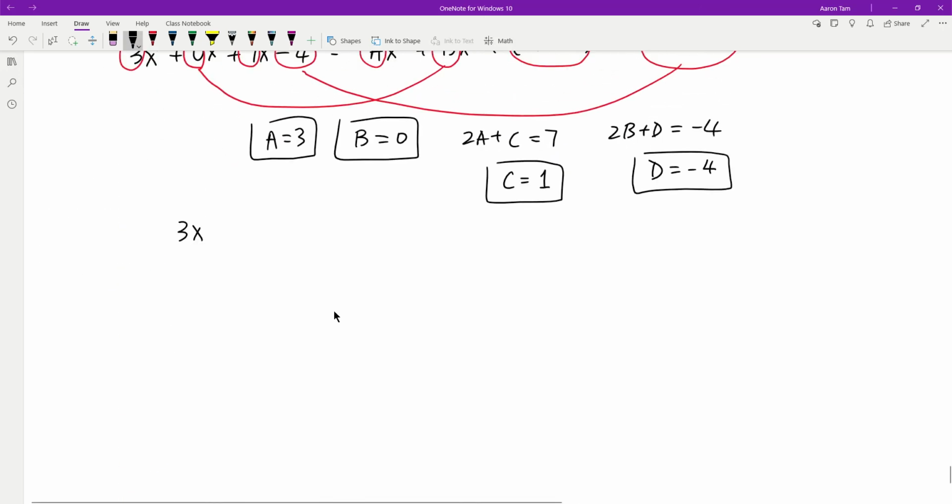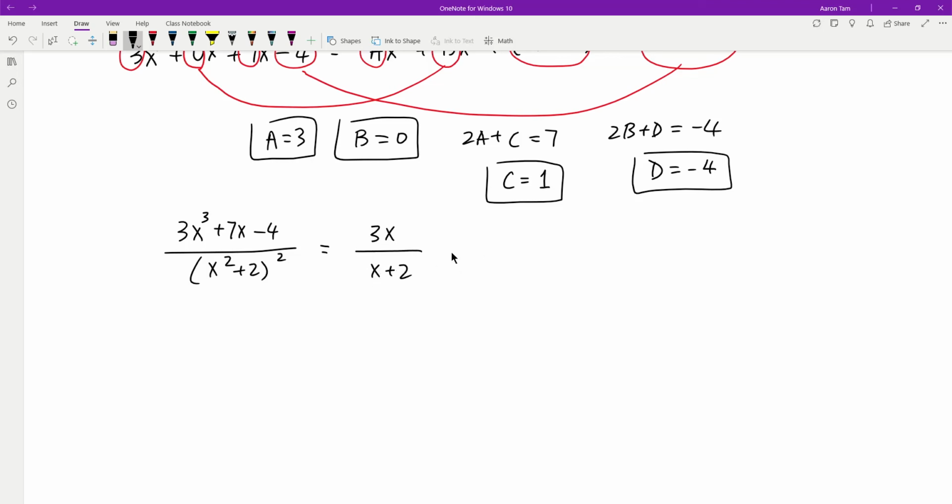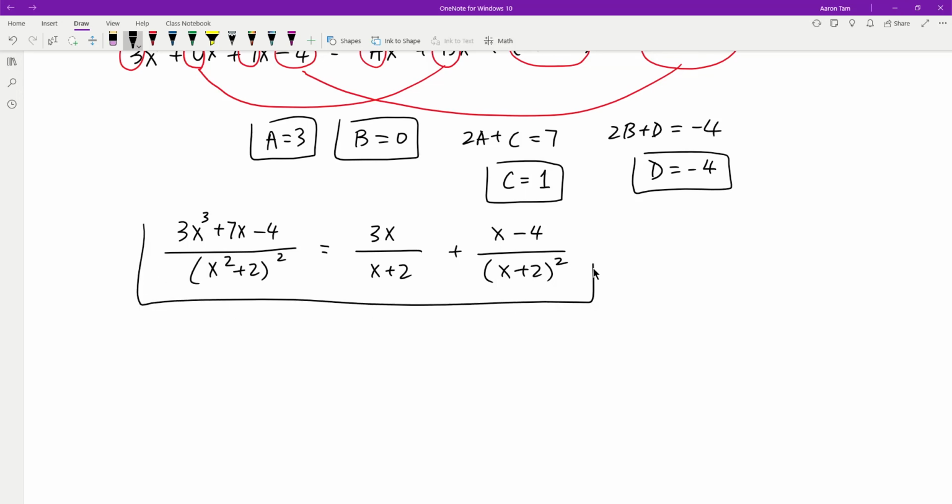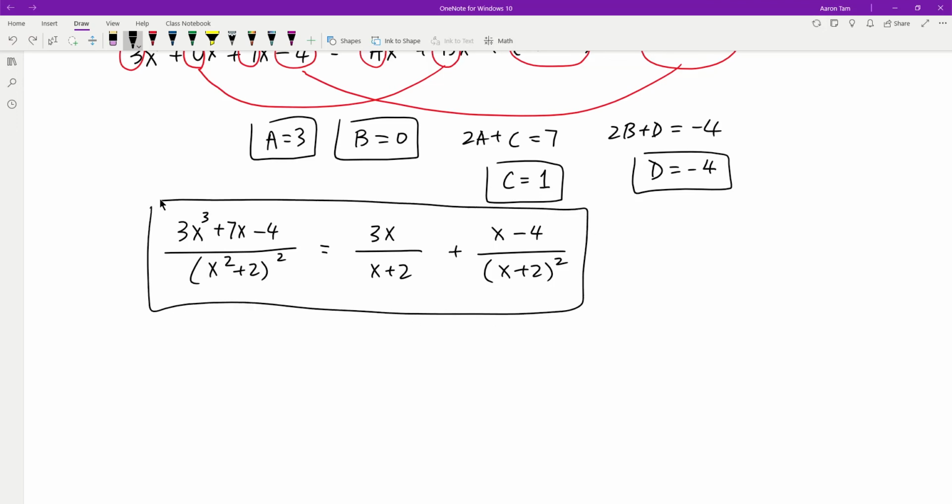Okay, I did miss something. (3x³ + 7x − 4)/(x + 2)² would equal 3x/(x + 2) + (x − 4)/(x + 2)². So that's my partial fraction decomposition.